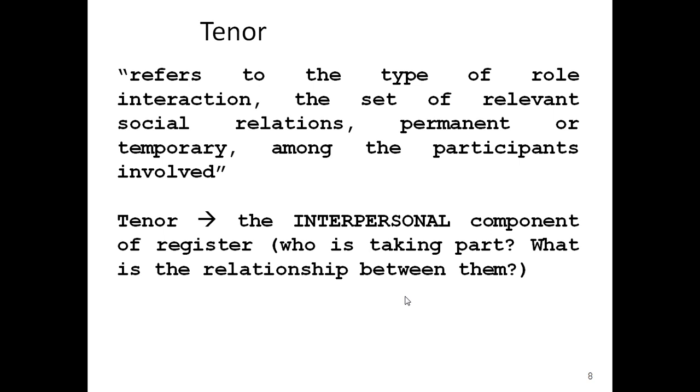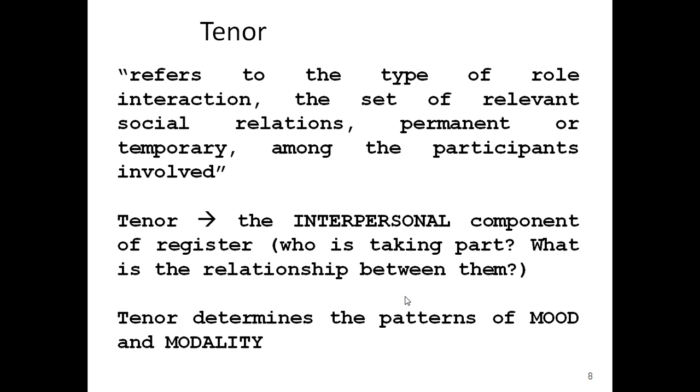For example, the wording you have above should immediately point to the fact that when you want to decide if a text is formal or informal, as we did in the second part of this lecture when I gave you examples of formality or informality, you want to look at tenor. The formality is something that has to do with tenor. And tenor determines, as we saw before, the patterns of mood and modality. Now, it also determines appraisal.